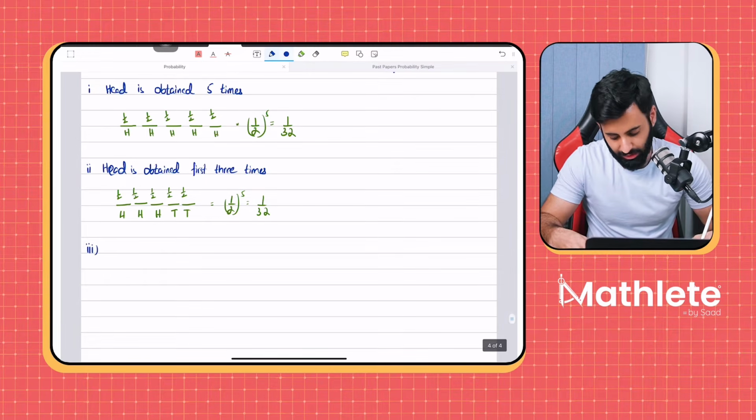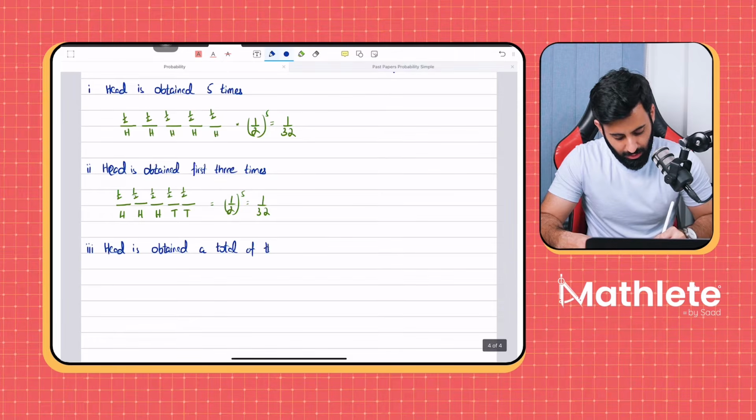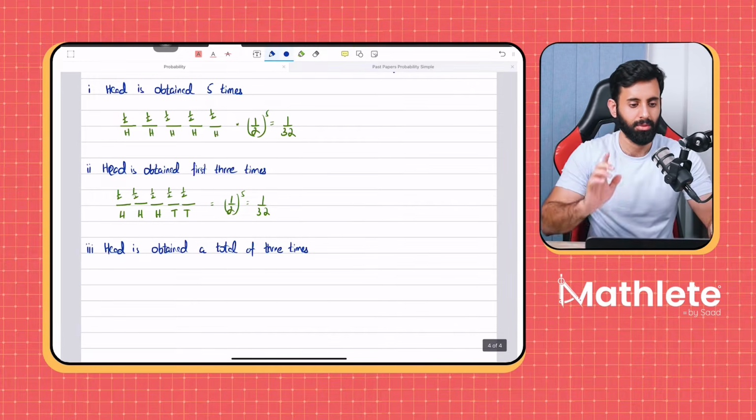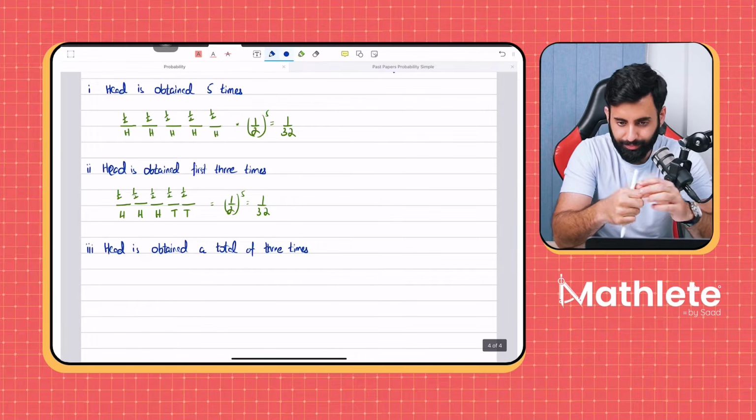Part 3 says that head is obtained a total of 3 times. Now tell me, what's the difference between the first and the second part? Oh, sorry, second and the third part. What's the difference between the second and the third part?